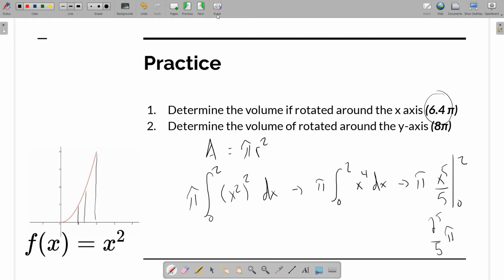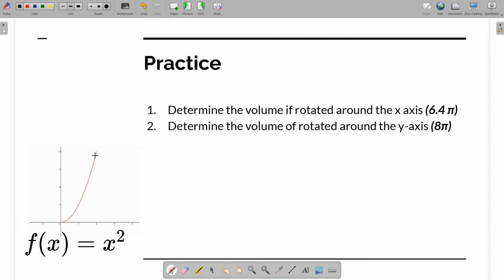So let's try doing around the y. Feel free to pause if you're starting to get comfortable with this and you can see what the pattern is. So if I'm doing this around the y, then I need to rewrite my function in terms of y. So this is just going to be the square root of y is equal to x. And so again, I'm integrating from, now I've got to be careful here, because here I was going from 0, 0, and then to 2, 4. So I care about, I'm rotating around the y here.